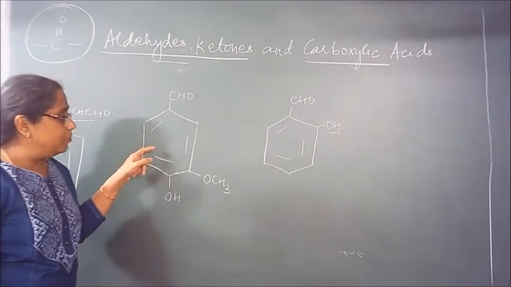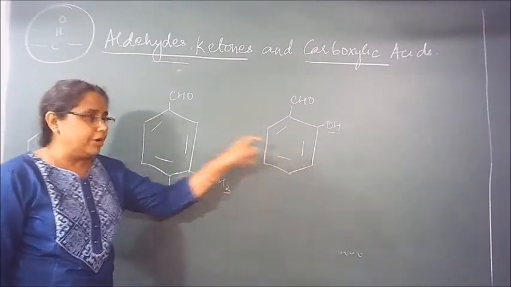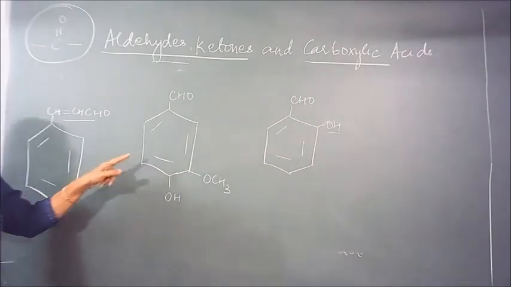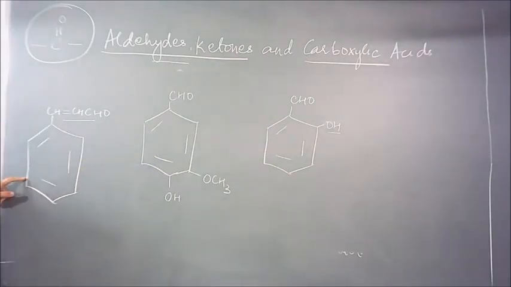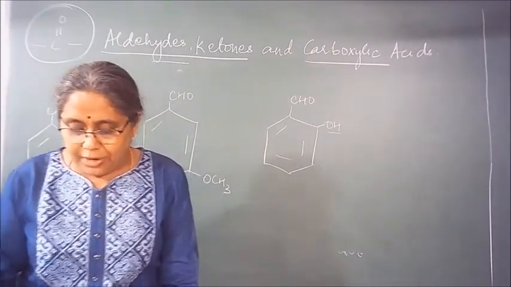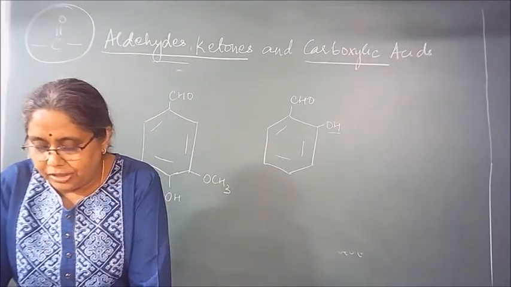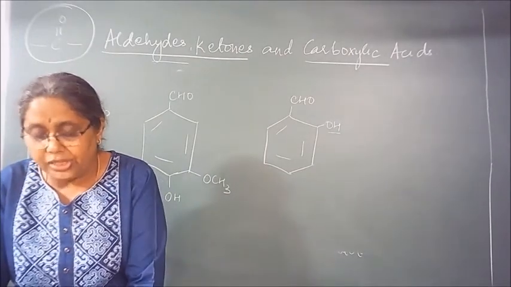So this compound is vanillin. This compound salicylaldehyde is obtained from meadow grass, vanillin obtained from vanilla beans, and this is cinnamaldehyde which is obtained from cinnamon. They are used in many food products and pharmaceuticals to add flavors. Some of these families are manufactured for use as solvents.